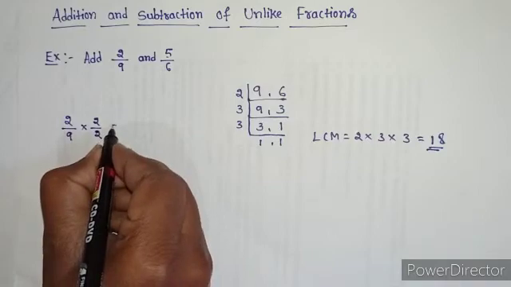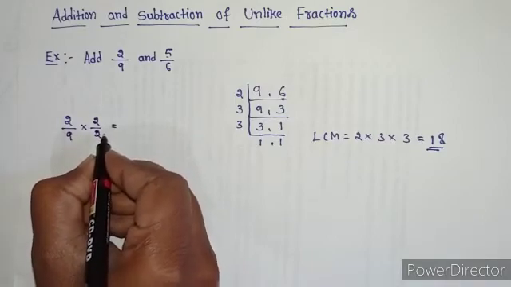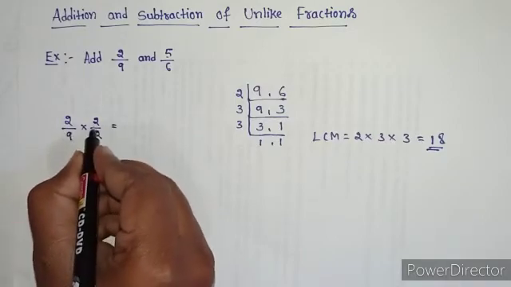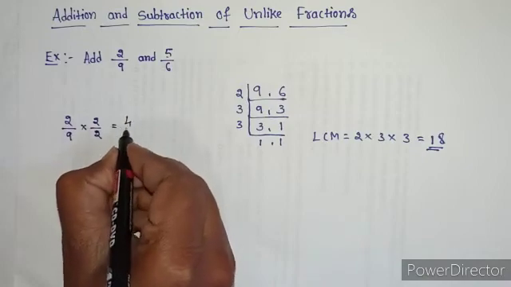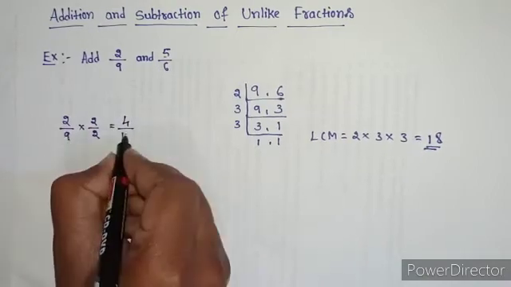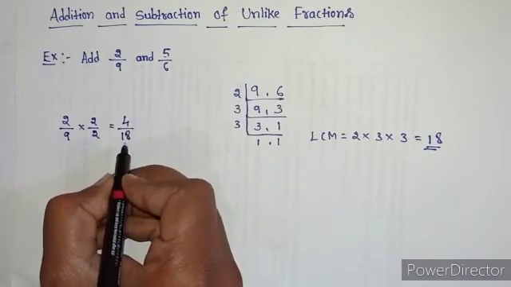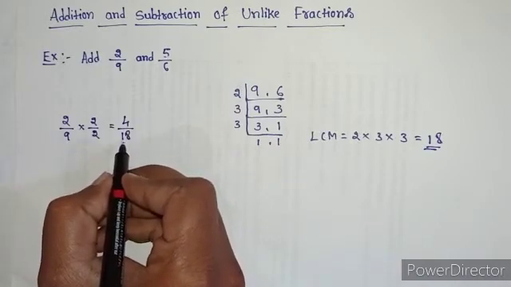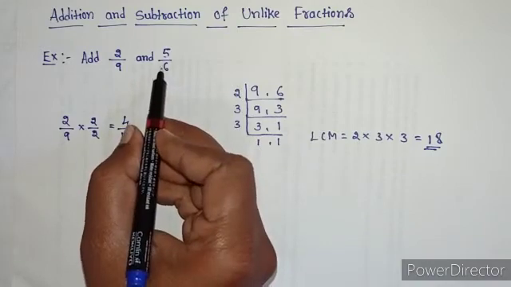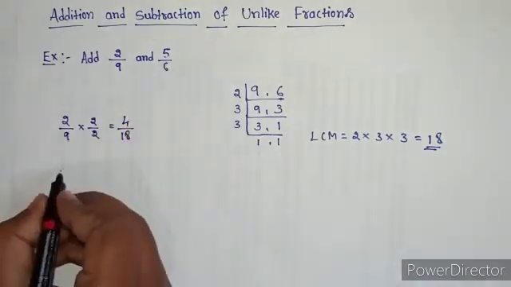So when we multiply, 2 2s are 4, and next 9 2s are 18. So we got 4 by 18. Now we need to find the equivalent fractions for 5 over 6.